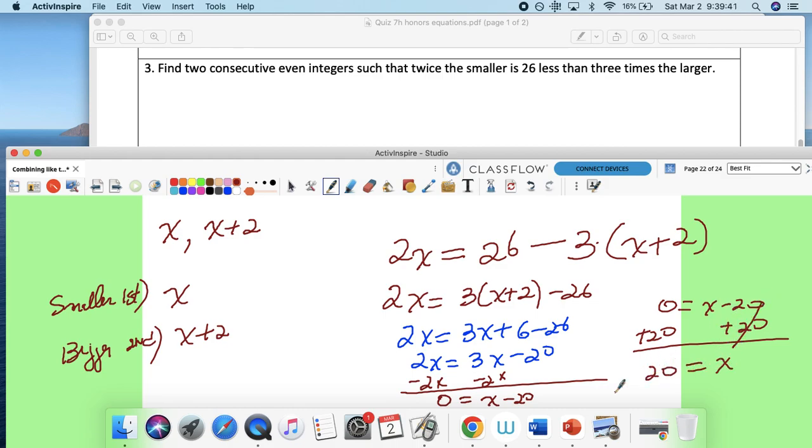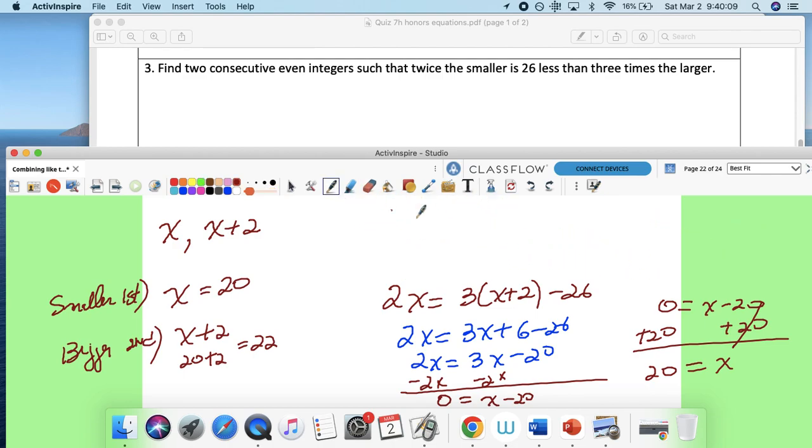So it means that the smaller integer is 20. Smaller even integer is 20. And obviously the second one is going to be 22. Okay, and if you plug 20 over here, right, we would have 2 times 20. And if you plug 20 on this side, sorry, we're using this equation. Let me erase the first one here so we don't get confused.